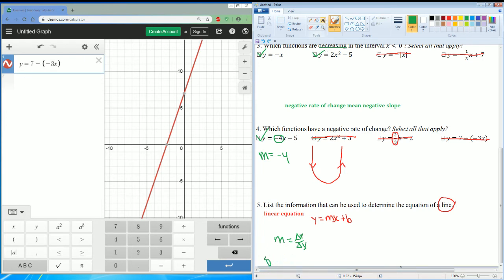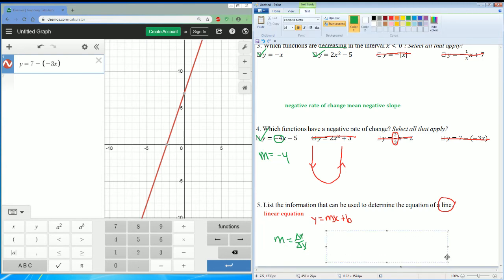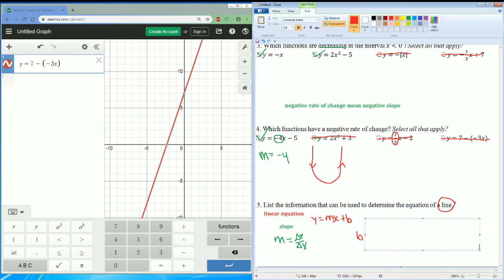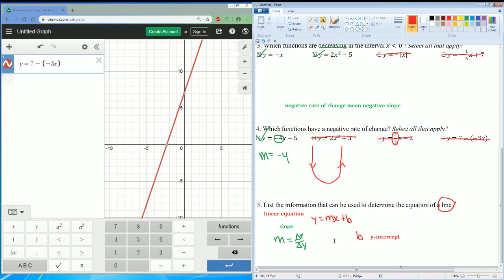Let me just type it out for you here. You're going to need the slope, basically. Okay. Then you need your b, which is your y-intercept. Let's just type that out. Okay. Your b stands for your y-intercept. Okay. So those are the two pieces of information that you need to determine the equation of a linear equation.